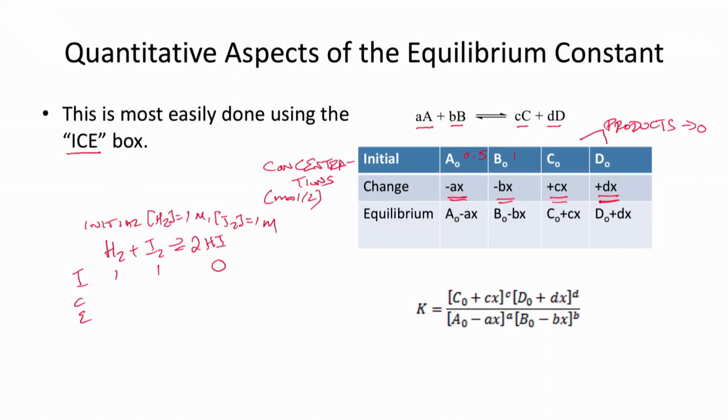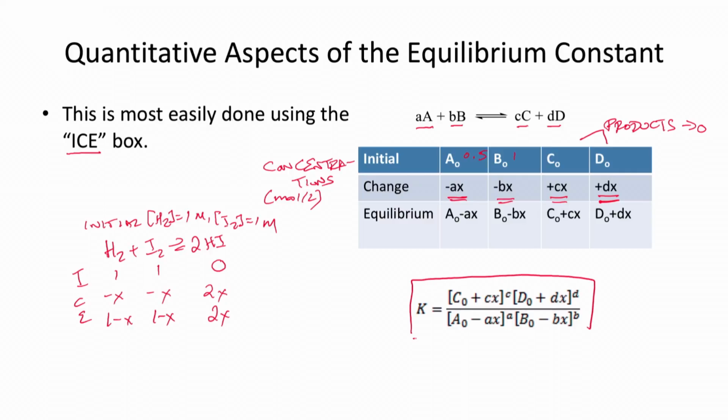Okay, nothing happened yet. This is going to go down by x because there's a coefficient of 1 in front of the H2. This is also going to go down by x. This goes up by 2x because there's a 2 in front of the HI. So then at equilibrium, I just have to add these. Okay, 1 minus x, 1 minus x, and 2x. And now the last step is to write down what the equilibrium constant is.